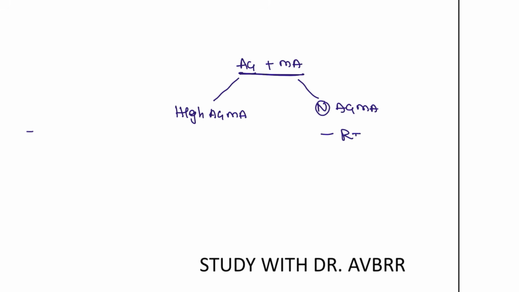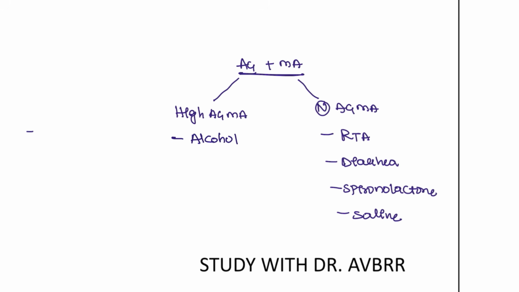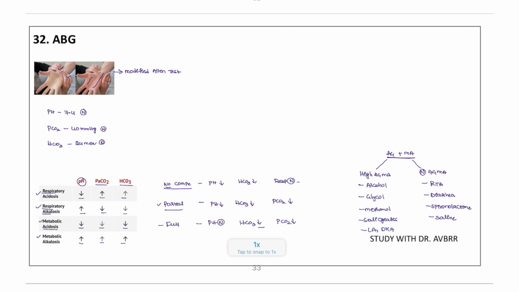Especially in patients of RTA or patients suffering from diarrhea, and also those taking diuretics such as spironolactone, and saline infusion, all this is going to show the normal anion gap. And patients who are alcoholics, who are taking poisons such as glycol poisoning, or those taking methanol, Hooch tragedy, or drugs such as salicylates, patients with lactic acidosis or DKA, diabetic ketoacidosis, they're going to show the increased anion gap.